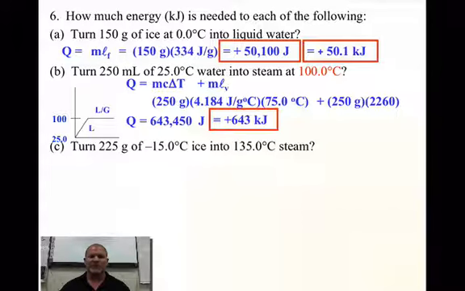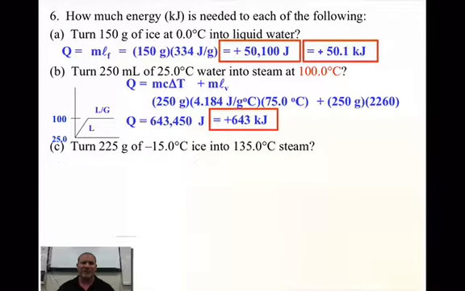The last one says we're going to turn 250 grams of negative 15 degrees Celsius ice into 135 degrees Celsius steam. Now, as you realize, we're going below 0 and above 100, so we're going to use all 5 baby Qs. So as we chart it out, there are only 4 numbers you need to show me: negative 15, 0 flat line, 100 flat line, and then I'm going to climb up to 135. So what happens? First baby Q, MC delta T.